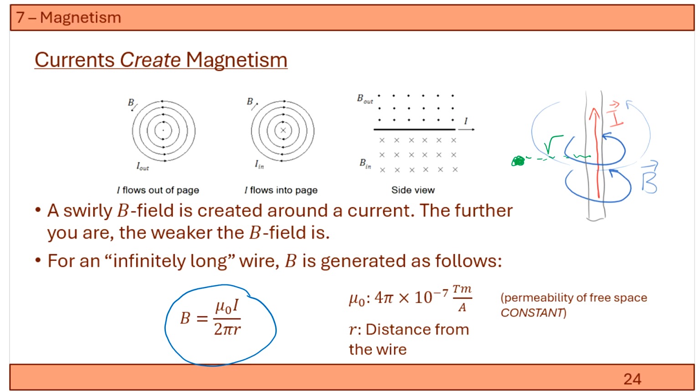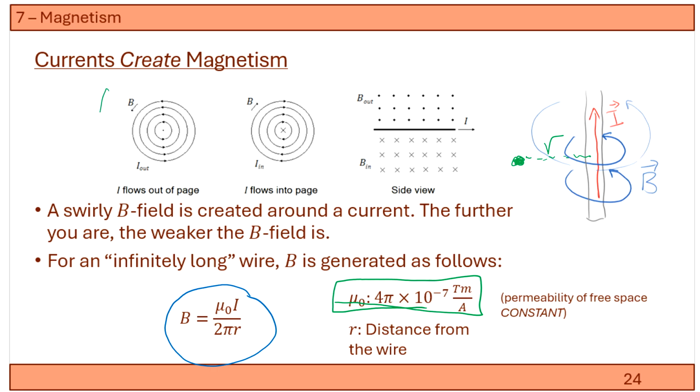Now, mu naught is actually just a constant, 4 pi times 10 to the minus 7, or it's like 1.256 times 10 to the minus 6 Tesla meters per amp. It's just a constant of proportionality. It doesn't really mean much, I think, to you, except that it tells you how much magnetic field a current generates. It's related to that value.